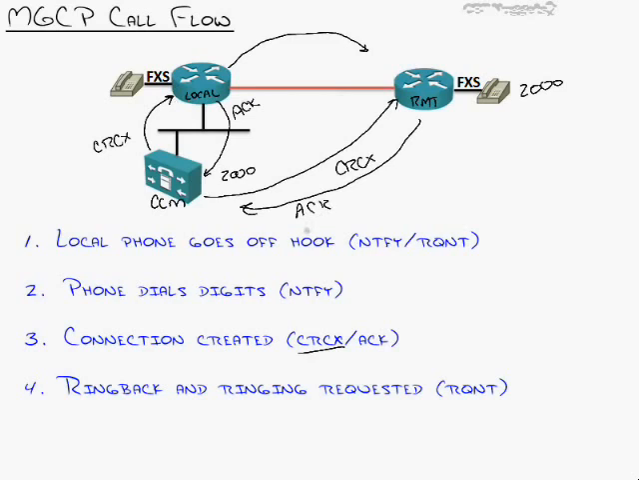So as soon as they do that, the call manager is going to send ringback and ringing requested messages to the local and remote routers. These are, again, these request notification messages. One of them to the local router says, hey, you need to start playing the ring signal.